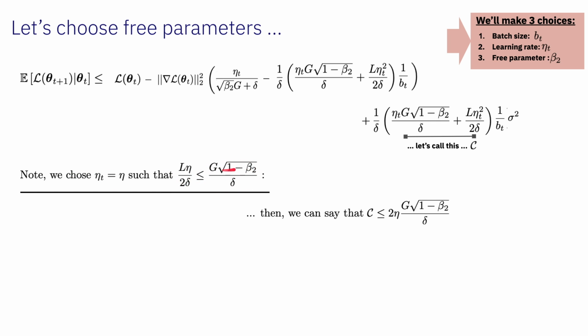But because this is true, now we can directly say that C is less than 2 eta g of square root 1 minus beta 2 over delta. Why is this the case? Easy, right? Because take eta t as a common factor here and set it to a constant. Then you will get here g square root of 1 minus beta 2 over delta, which is this term here.